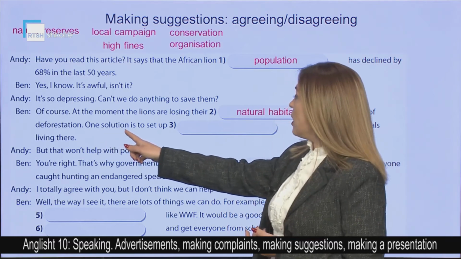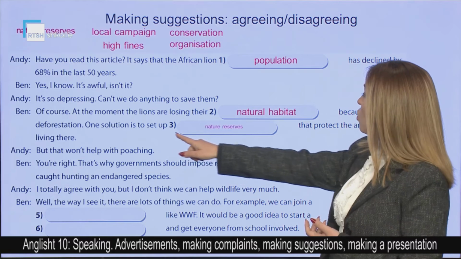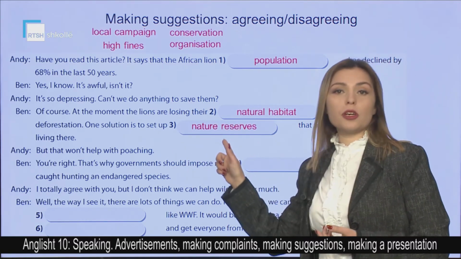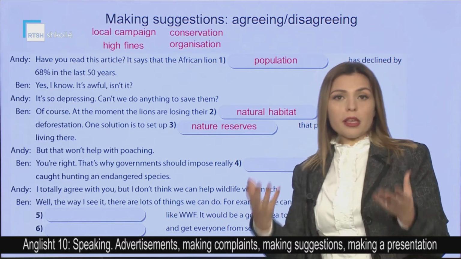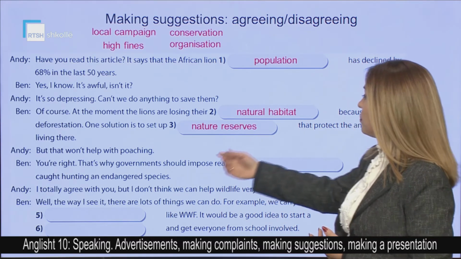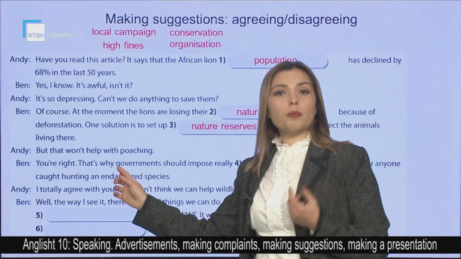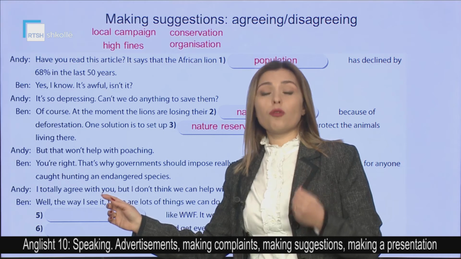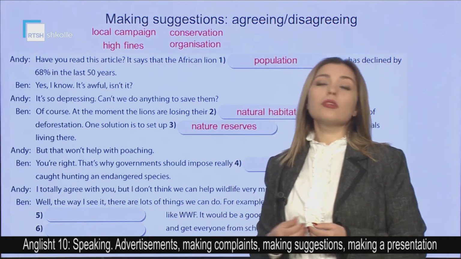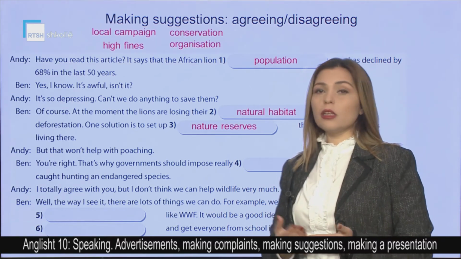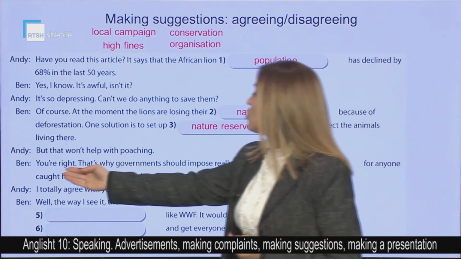One solution is to set up what? That protect the animals living there. We can set up nature reserves so that they can be much more protected. They can feel that they can live in a natural habitat. And Andy says, but that won't help with poaching. Poaching is that action of killing illegally. So poachers are the people that do not have the right to kill or to hunt. They do that illegally. And Ben says, you're right.